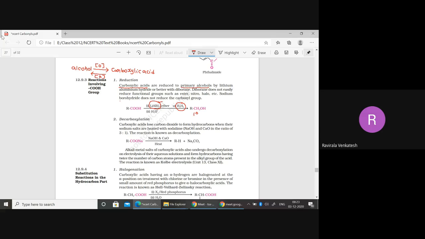I'm taking something like this: CH3CH2COOH. Now if I do reduction with lithium aluminum hydride in the presence of a solvent, ether, or B2H6, what is the name of the product?